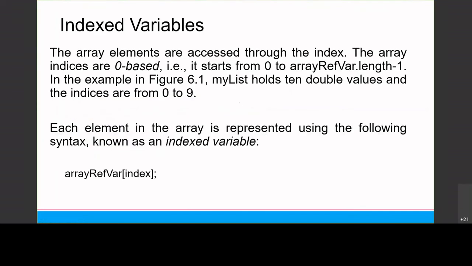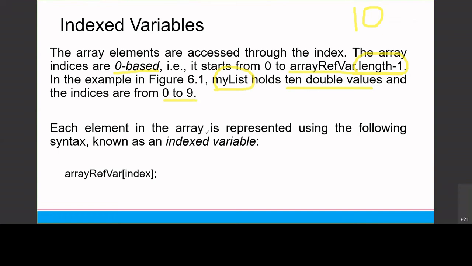And you need to understand that the index in an array is zero-based. So the array will start from 0 and end at length minus 1. For example, if the size is 10, then you will run from 0 until 9. For example, we have myList, which has 10 double values, so the index will start from 0 until 9.